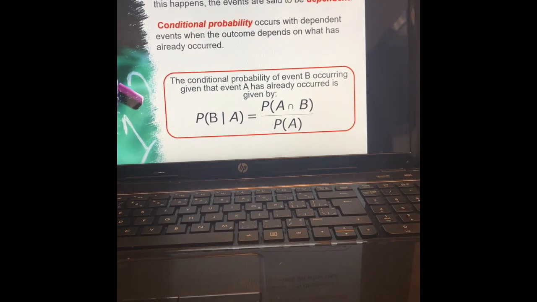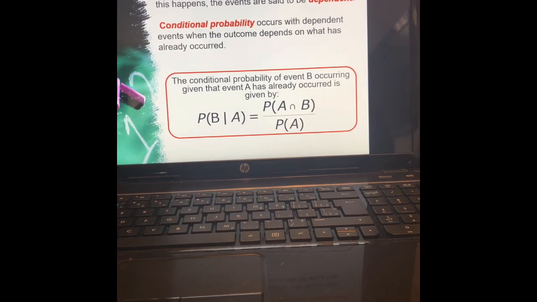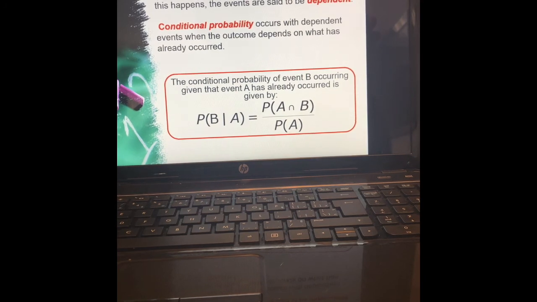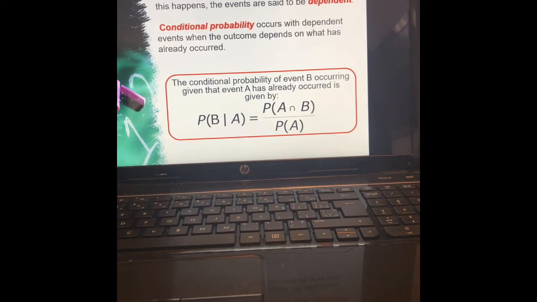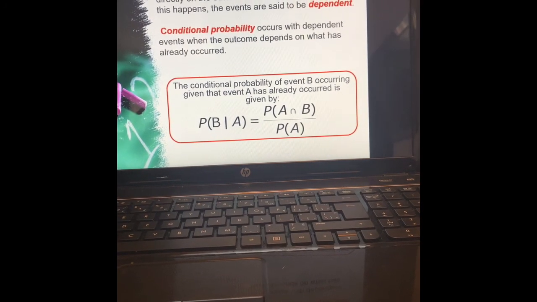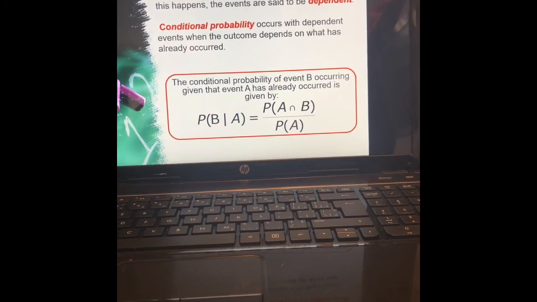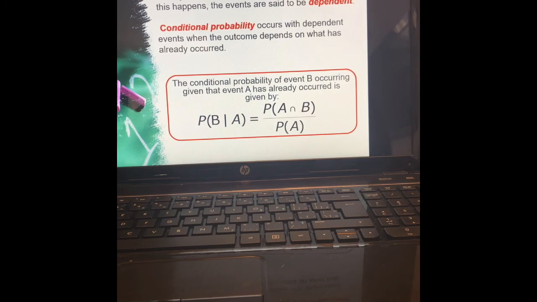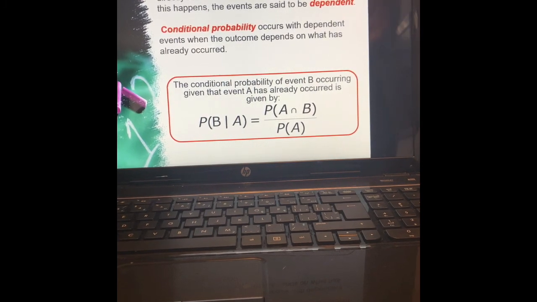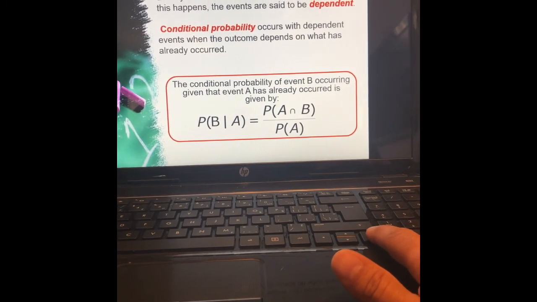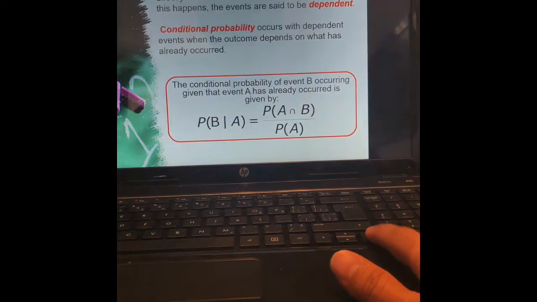So that is the one you have to memorize. Another way of looking at it is you could do N of A and B divided by N of A. N of A is, again, the number of ways A can happen. And N of A and B would be the number of ways A and B can happen. So you can use N instead.